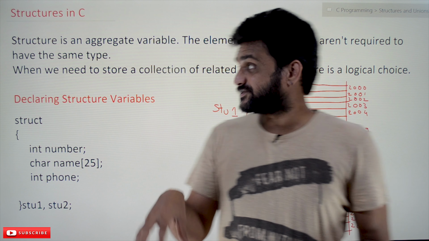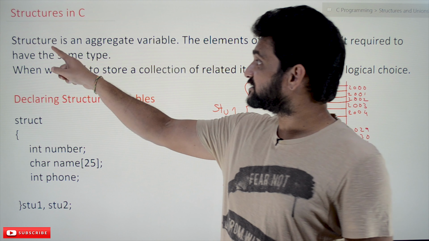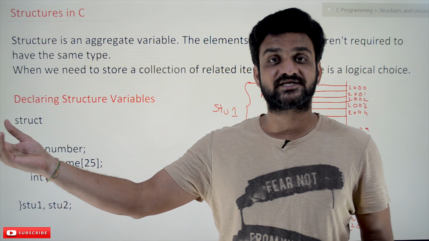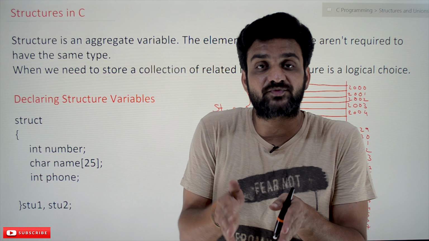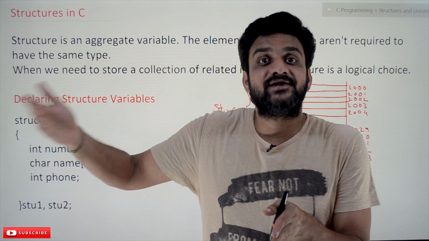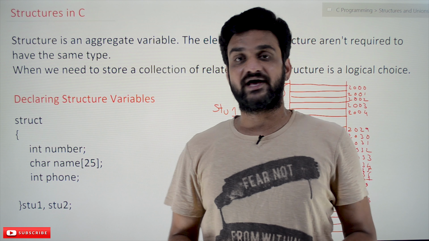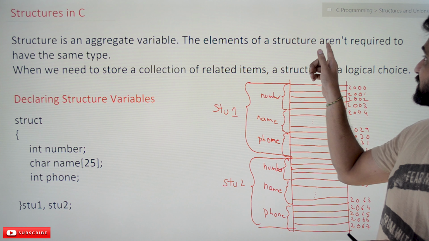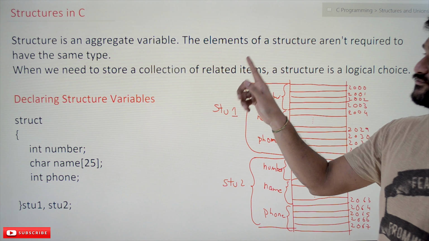Now, structures. What is meant by a structure? Structure is an aggregate variable. What is an aggregate variable? As we have already discussed, a variable which can store more than one value is what we call an aggregate variable. The elements of the structure aren't required to have the same type.